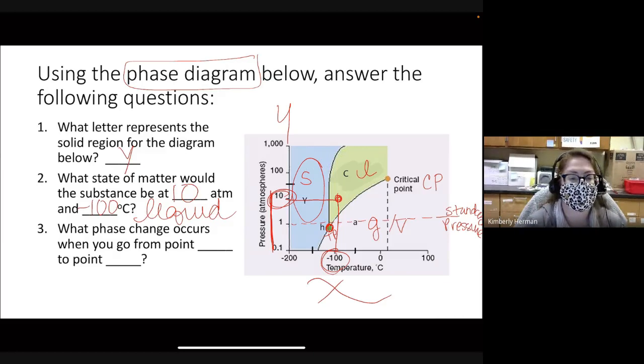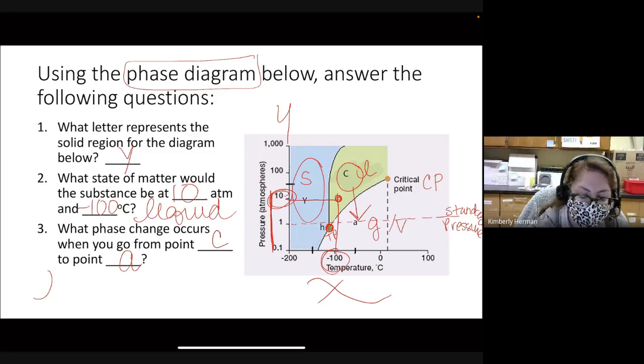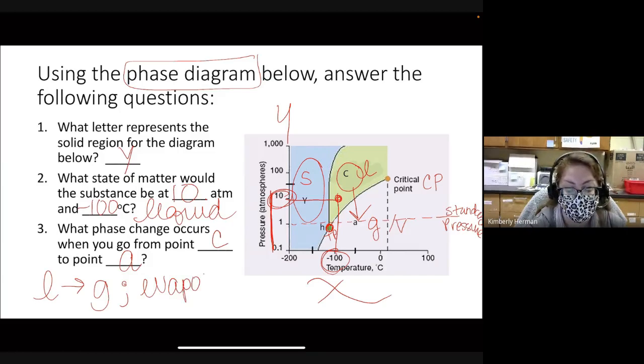Okay, and what phase change occurs when you go from point blank to point blank? So for this one, we're looking for what phase change occurs when we go from C to A. So if we look, we have C here, and we're going to A. So C was an L, and we're going to a G, or gas vapor. So we would see that evaporation would occur. Sometimes you'll even see it as vaporization.